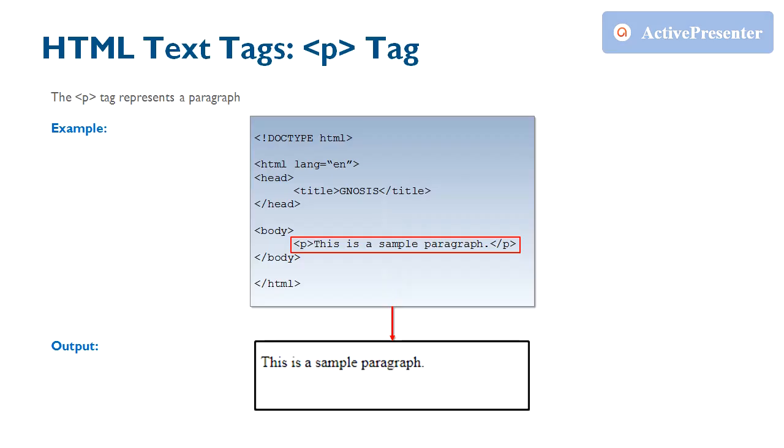Now let's look at the HTML text tags. The first text tag we have here is the P tag. P represents paragraph. As you can see in the sample code here, inside the body we have a P. P says this is a sample paragraph, and as you can see in the output, this is what the output looks like.